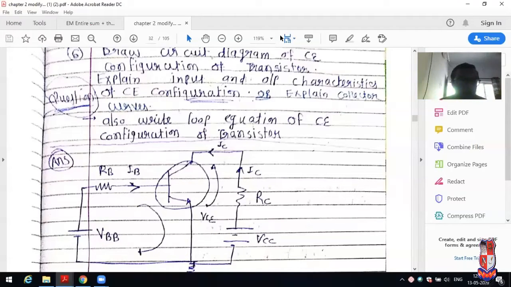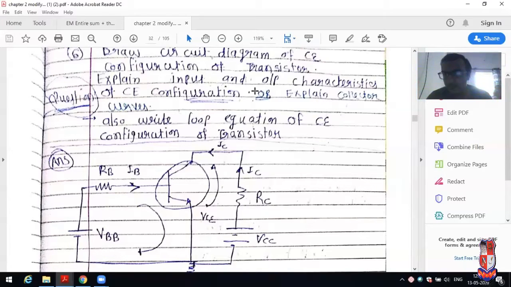Concentrate on another question, another topic, which is known as common emitter configuration of transistor. First of all, this is the topic which is known as common emitter configuration.